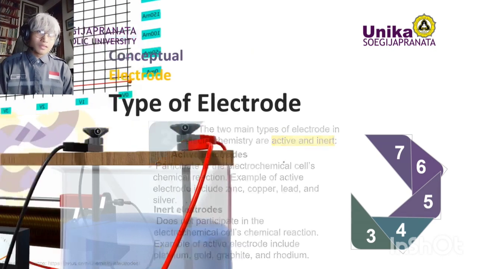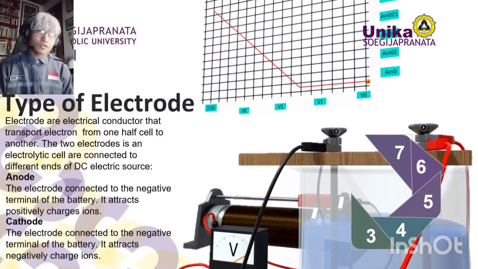So basically, electrodes are electrical conductors that transport electrons from one half cell to another. The two electrodes in an electrolytic cell are connected to different ends of a DC, direct current, electric source. The anode is the electrode connected to the positive terminal of the battery, and it attracts negatively charged ions, while the cathode is the electrode connected to the negative terminal of the battery, and it attracts positively charged ions.